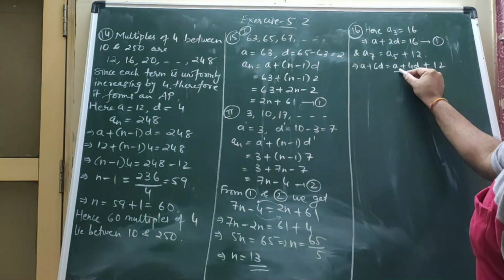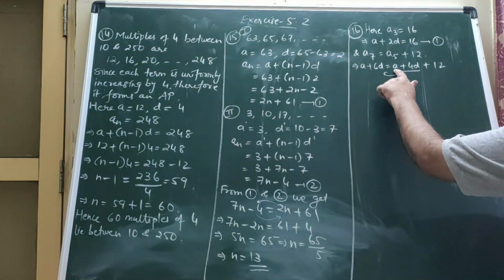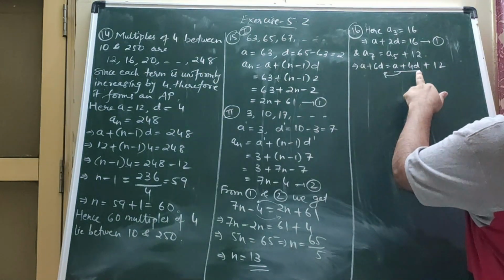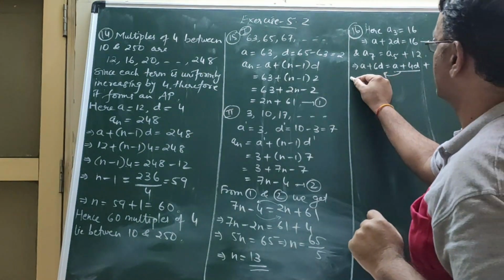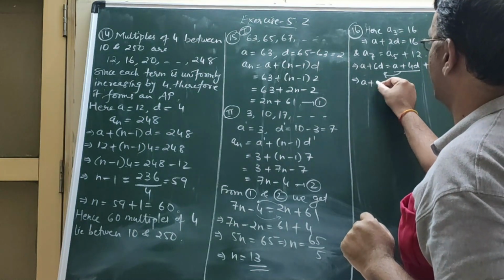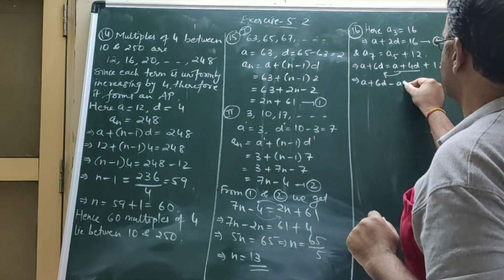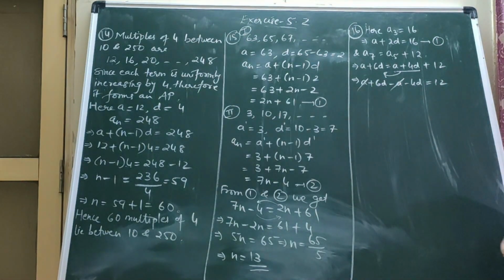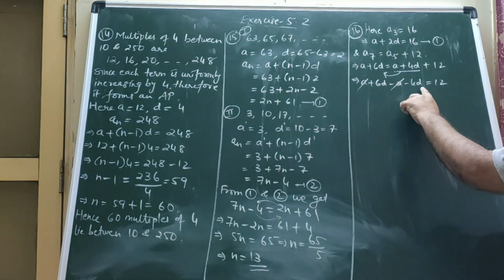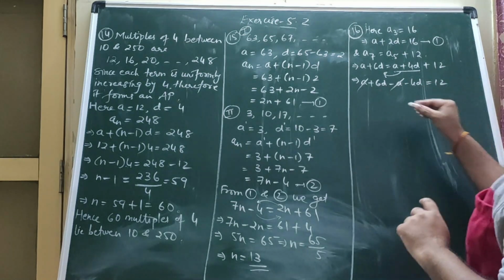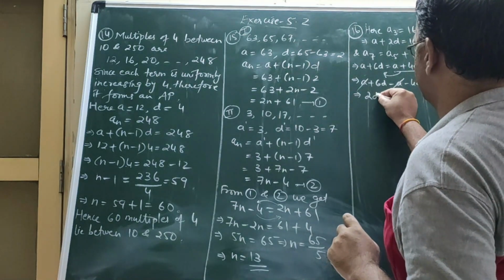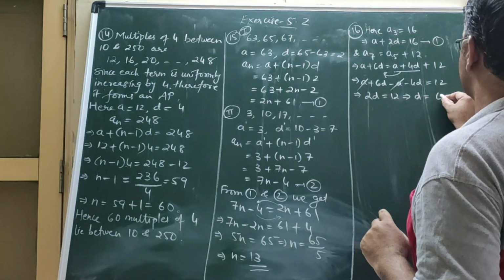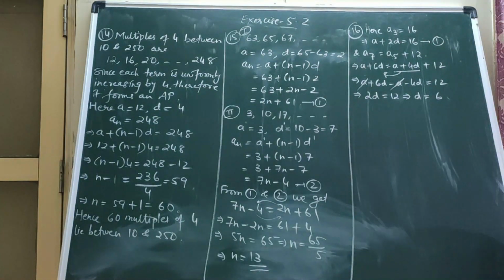Now we will shift this to this side. So A इधर शिफ्ट होगा तो माइनस A हो जाएगा and 4D माइनस हो जाएगा वो भी. So what we are going to get, A plus 6D minus A minus 4D is equal to 12. This A will be cancelled and we'll get 2D is equal to 12 and D is equal to 12 by 2 is 6. So we got the value of D.